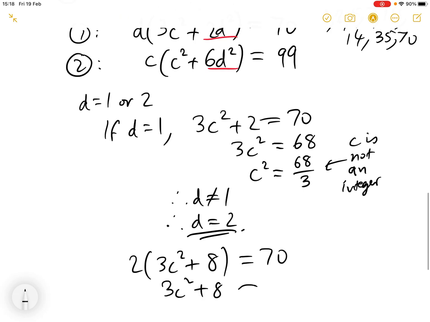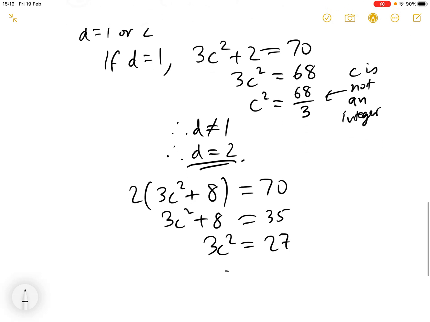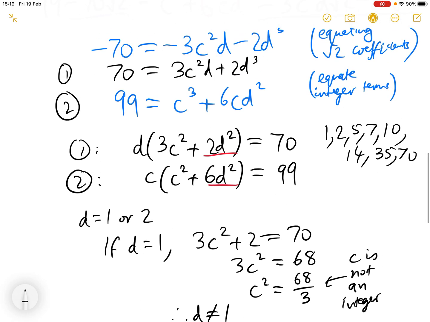3c squared plus 8 equals 70. So 3c squared plus 8 is 35. So 3c squared is 27. So c squared is 9. So c is plus or minus 3. But we're told they're positive integers, so c is 3. Okay, so d is 2, c is 3.